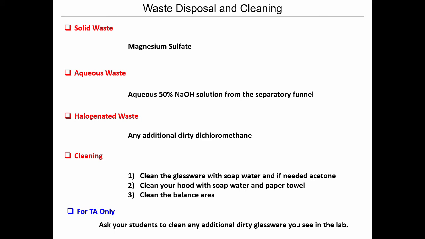So just to go over the waste. For solid waste, we're going to have that magnesium sulfate. For aqueous waste, it is that first layer that we collect from the separatory funnel. That should be a complete aqueous layer. For halogenated waste, remember dichloromethane contains chlorine, so this would be part of the halogenated waste. And then you would just make sure to clean up the lab, clean the glassware, the hood, and the balance area, and then that would be it for the lab.